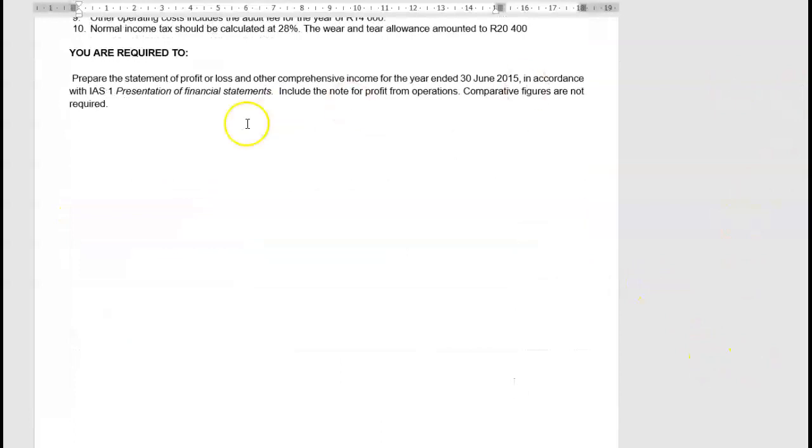Now, what this question requires from you is to do the statement of profit or loss and other comprehensive income for the year ended 30 June 2015 in accordance with IAS 1. Include the note from operations, and comparative figures are not required. Okay, so we have to do the note from operations. That is your profit before tax note. Let me just shout at that.